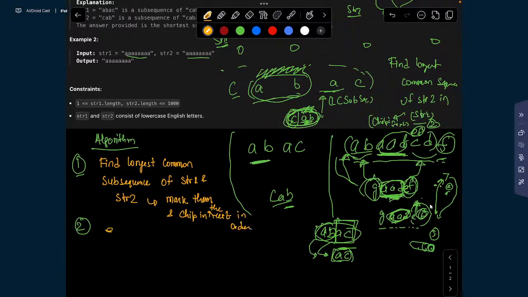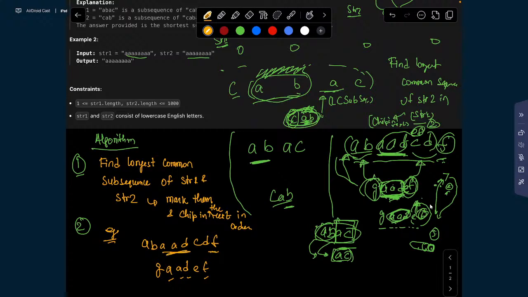In order. So I'll just take an example. A, B, A, D, C, D, F, right? And we had G, A, D, E, F, right? So here we can say A, D, and F is the longest common part.